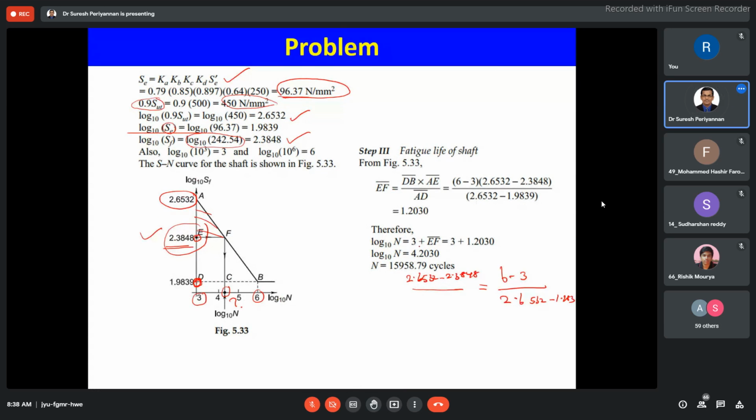Log N is equal to 3 plus EF. We don't know this one; up to this we know. What is this? This is nothing but EF. So in the denominator, I mean log N of EF, the denominator is going to be 3 plus EF.